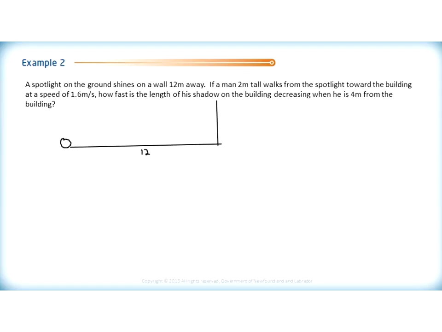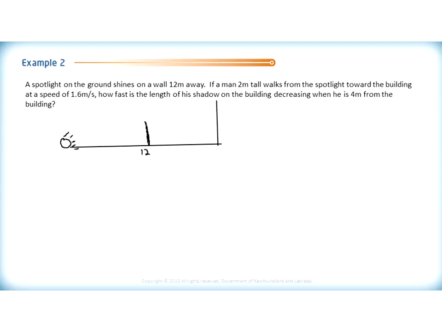And we'll put our spotlight over here. I'll draw a circle with some lines. Looks like the sun, only half of it. All right, so a man that's 2 meters tall walks from the spotlight toward the building. Okay, so this is going to be our man right here. That's a very detailed drawing of him.